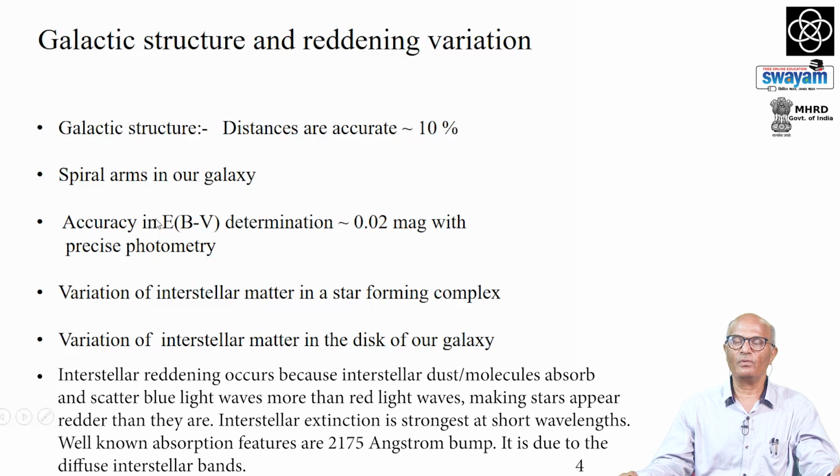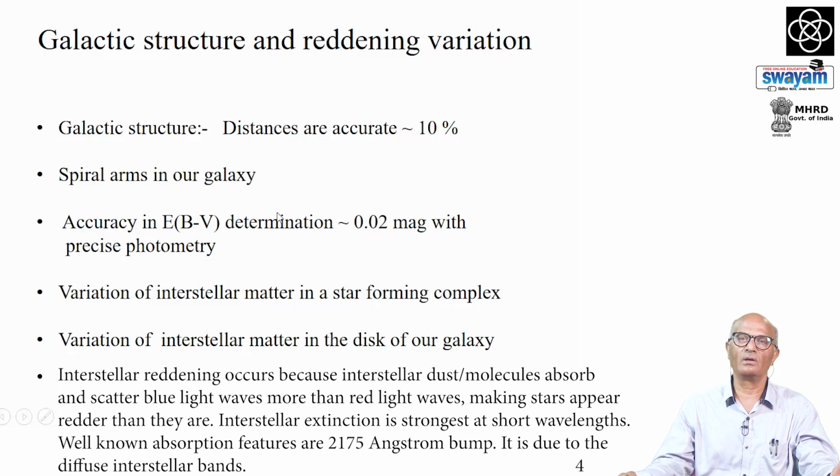Similarly, if we are trying to find out the accuracy of our color excess determination E(B minus V), in terms of magnitude it is about 0.02 magnitude, and this is with precise photometry. It means photoelectric photometry or charge coupled devices, where we have magnitudes measured to better than 0.01 magnitude. In that case, the typical uncertainty in the color excess determination is 0.02 magnitude.